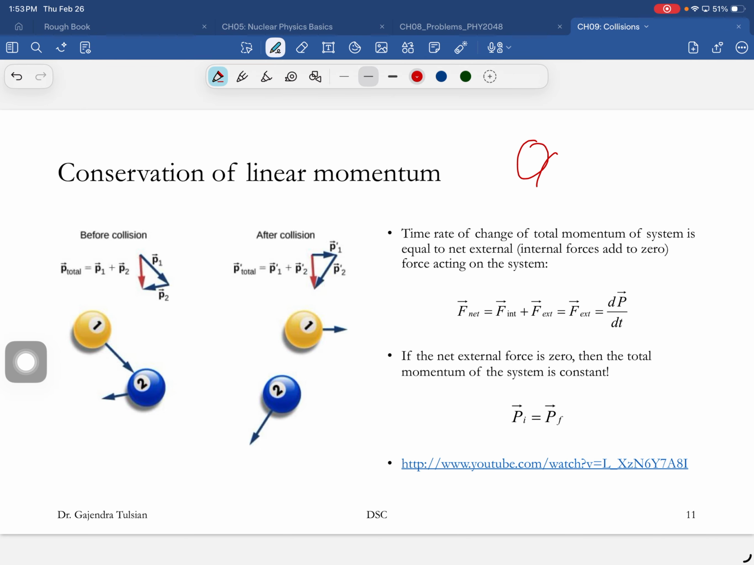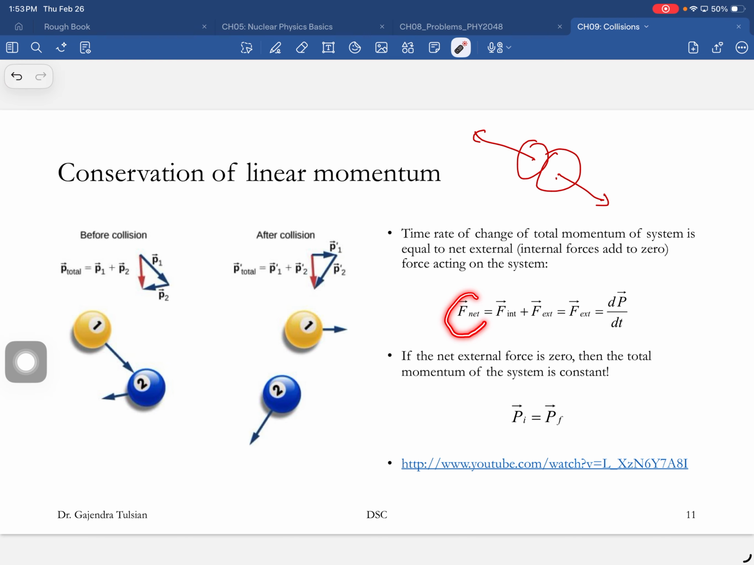So now let me have them colliding. This guy is exerting force on him, and this guy is exerting a force on him. What does Mr. Newton say about these two forces? Very good. Action and reaction are equal and opposite. So the sum of these two forces is 0. Internal forces will always add up to 0. So any net force acting on the system is just an external force acting on the system. And if there's no external force acting on the system, then the momentum will be conserved.